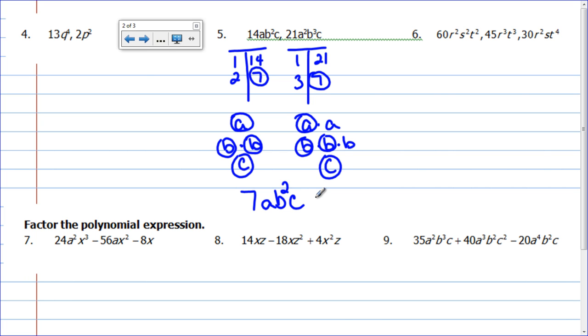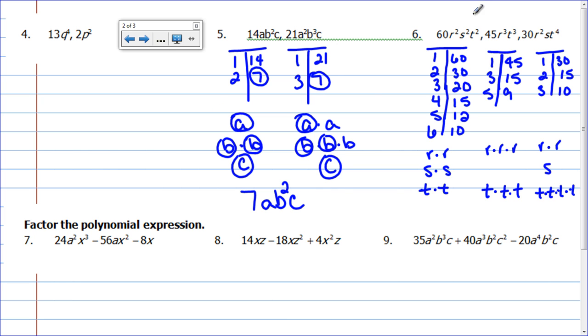Now number 6 looks like a lot of fun because now we have 3 different things we have to do the greatest common factor for, and multiple variables. But it works just like the others. So I want you to pause your video for just a second, come right back, and then check your answer and see if you get what I got.